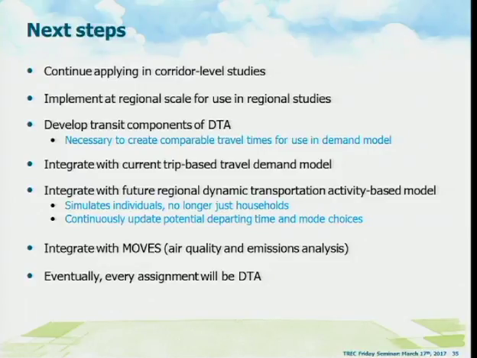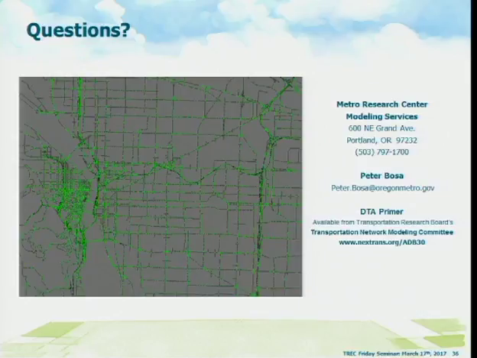We'll integrate this with our demand models. We have an activity-based model that'll help us more discretely model individuals in our region, and then we'll do some more advanced emissions analysis with these types of tools. And eventually, someday, those macro models that I started off with will be a relic of the past. I think we're actually getting to a point where DTA is becoming easy enough to implement that it'll basically be the standard tool. So with that, I'm happy to take any questions.